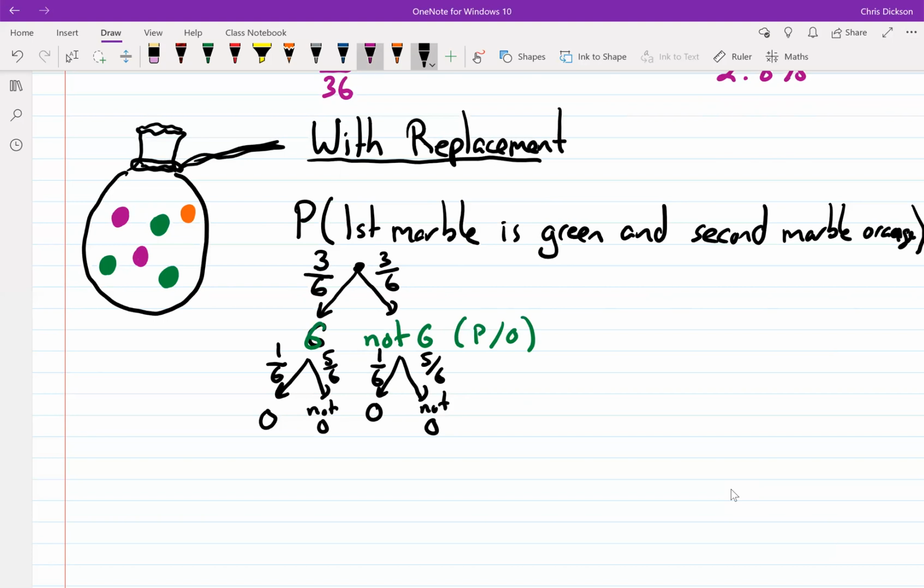And now we look for the outcome where we have a green and we have an orange. So we take those two branches and we multiply the numbers together. Now, if you want to reduce the 3 over 6 to 1/2, that's probably going to make the math easier for you, but I'm not going to do that right now, just to show you that it still gives you the same answer. So 3 over 6 times 1 over 6 would be 3 out of 36. So the answer would be 3 out of 36, but we know to reduce that.